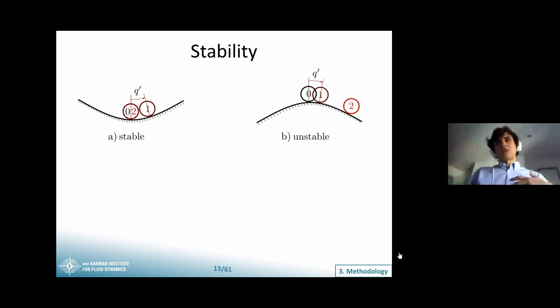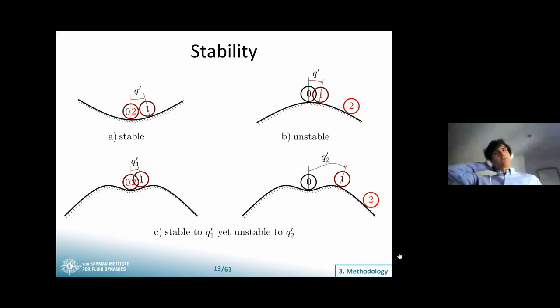In reality, boundary layers are not completely stable or unstable. What we usually have is something like this, where the system is stable to certain perturbations, but not to others. And this typically depends on the wave conditions, so either the frequency or the spanwise wave number, or basically the characteristics of these perturbations.